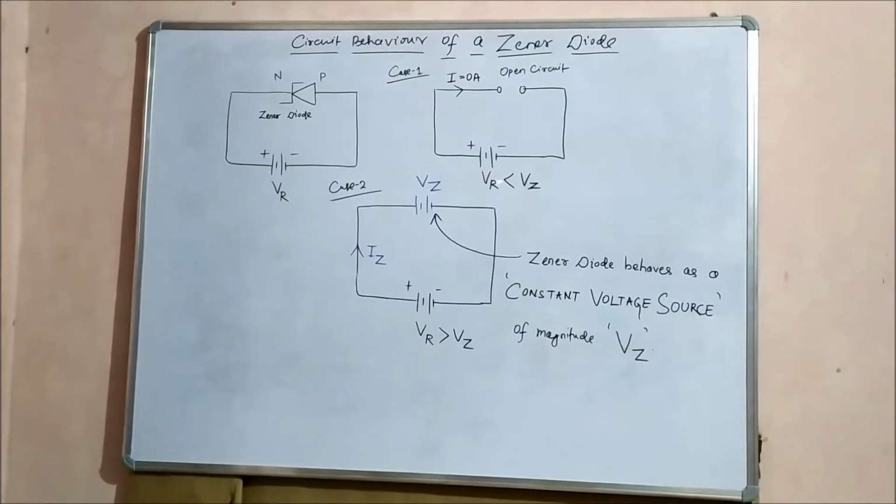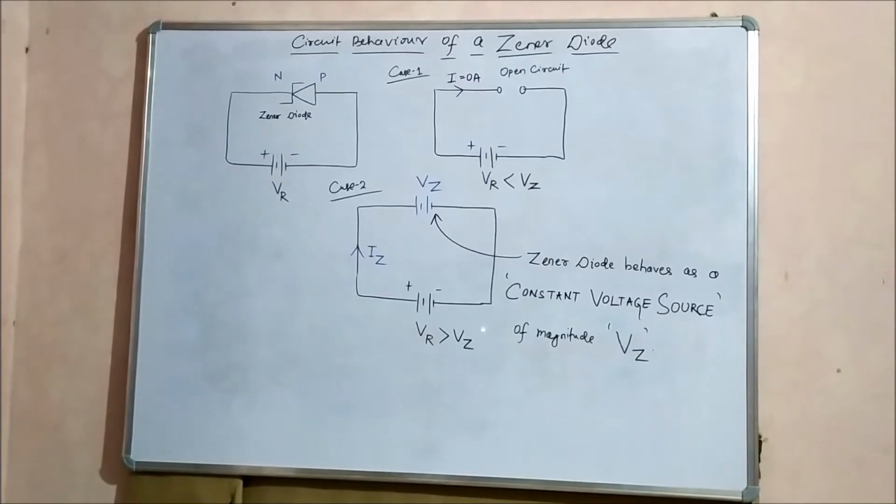When the reverse voltage is lesser than the Zener voltage or breakdown voltage, the Zener diode will behave as an open circuit. So you can simply replace this Zener diode with an open circuit. The Zener diode will be off. It will be an open circuit, and no current will flow through the circuit. This is the first case.